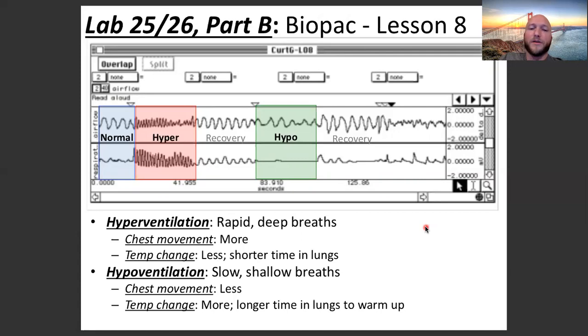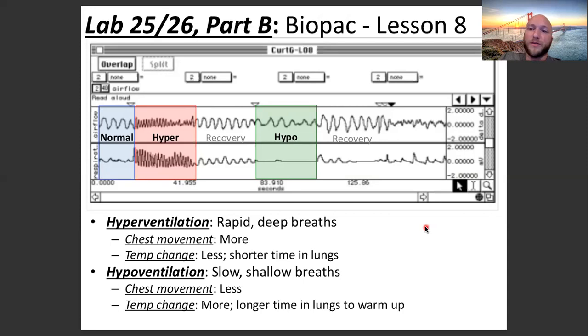Well, it's slow and it's shallow, so you're not changing your volume very much. You're not going to have much chest movement or as much expansion with hypoventilation, slow, shallow breaths. What about the temperature changes?